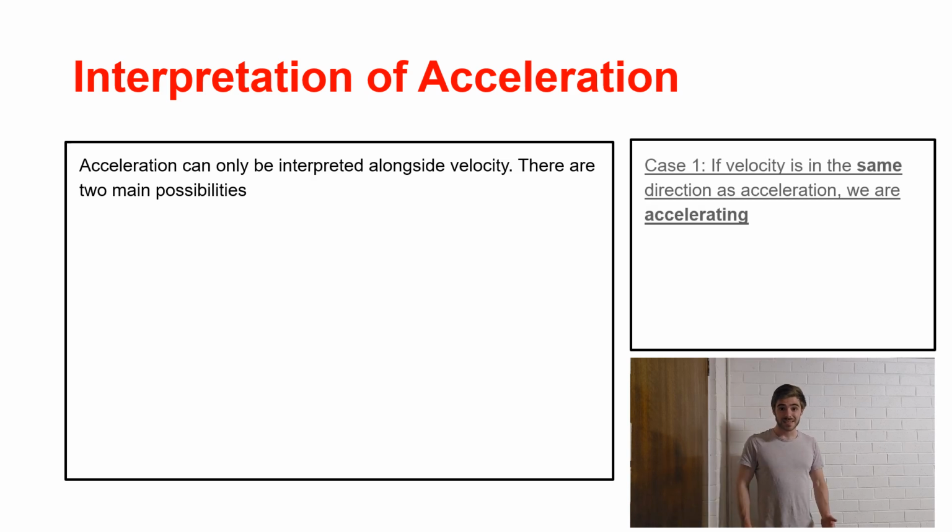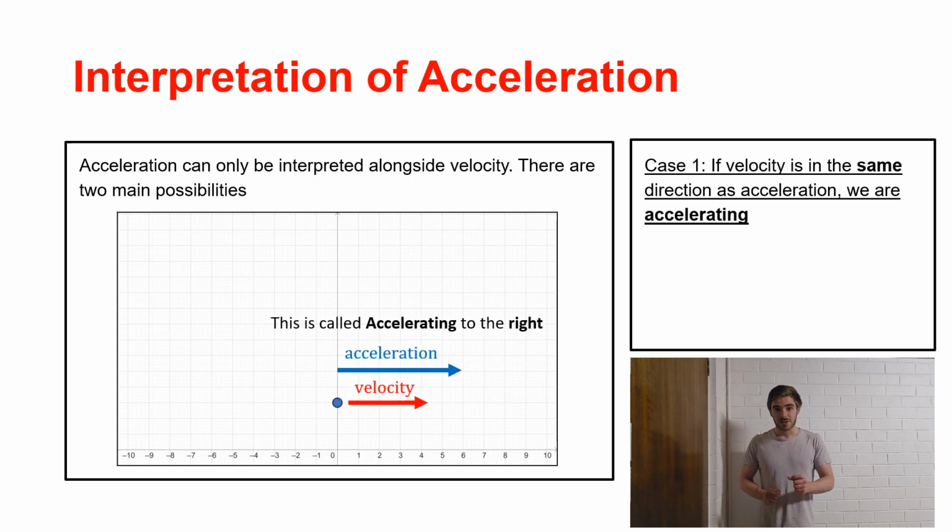The first case is if your acceleration and velocity are going in the same direction, then you are considered to be accelerating. For example, if your velocity and acceleration are both positive, then it means your particle is moving to the right and it's getting faster. Hence, you would be considered accelerating to the right.